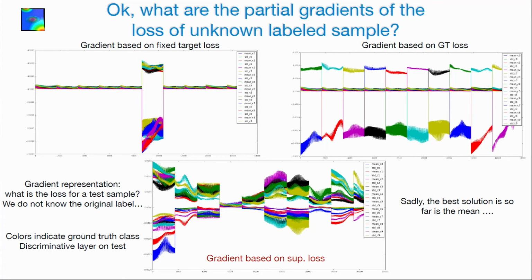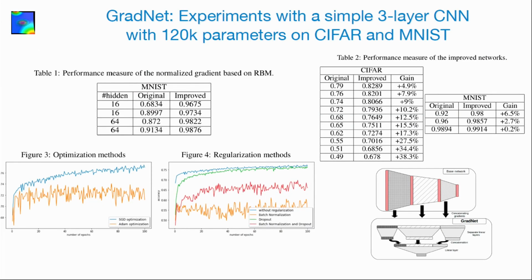Okay, the last problem we should solve is that the gradient representation has a problem because we don't know the original target. So the loss will be based on what? On a test sample, on a validation sample? We cannot assume that we know the target. And the interesting part is that based on the target, the gradients are very different. So the best solution was the mean so far, but obviously that needs improving. So let's see what we could achieve.